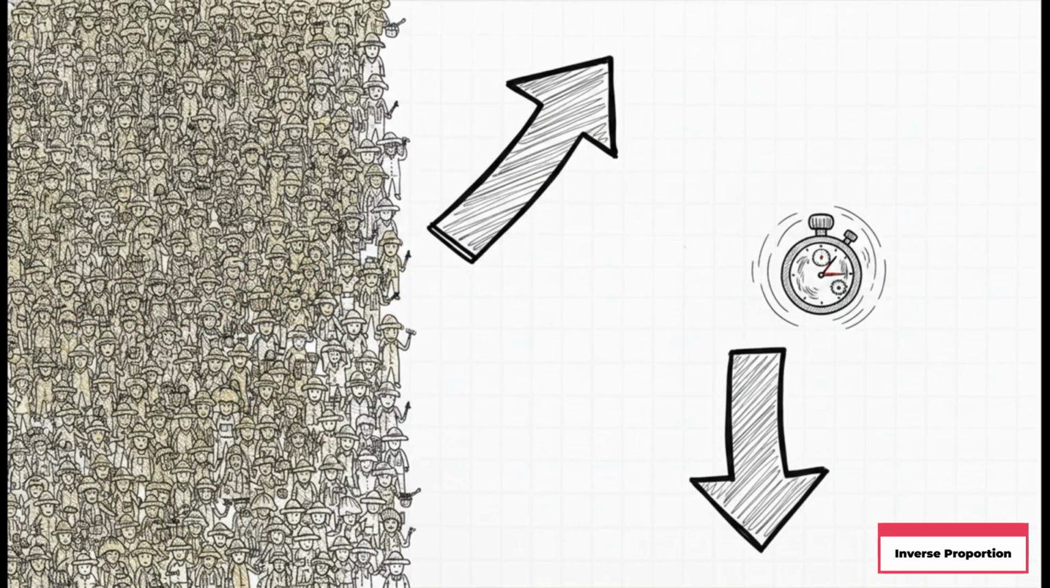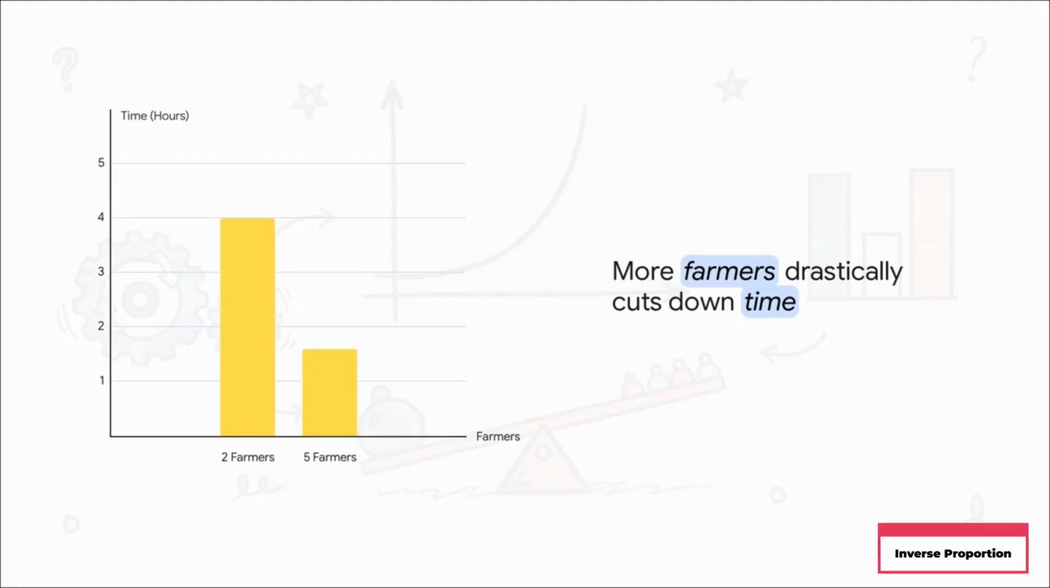And we can totally scale this up to really see the power of this rule. Imagine we brought in a massive crew, say 20 times as many farmers as we originally started with. Well, predictably, it would take exactly 20 times less time to pick all those apples. It doesn't matter how huge the numbers get, the relationship holds completely true. Now, what's genuinely fascinating is how we can visualize this whole thing.